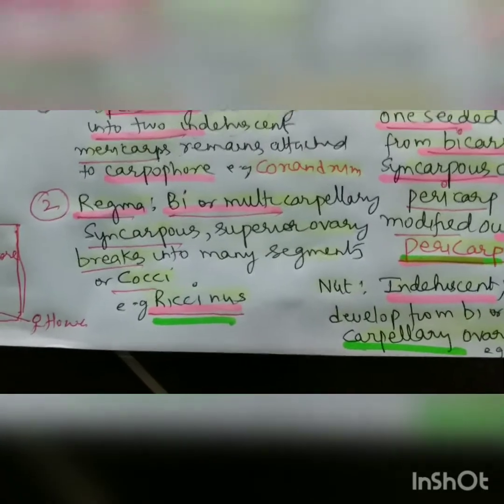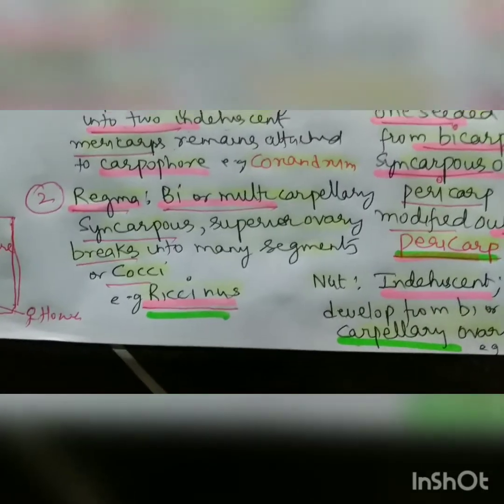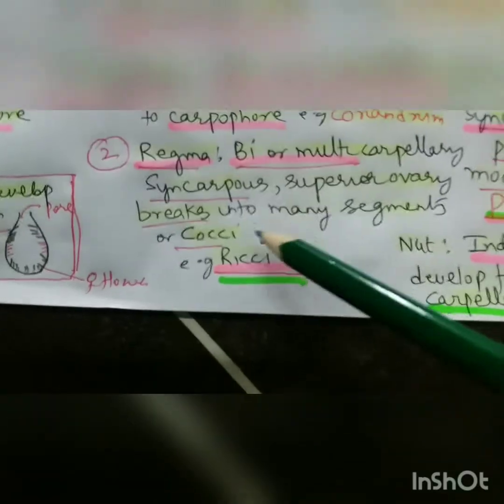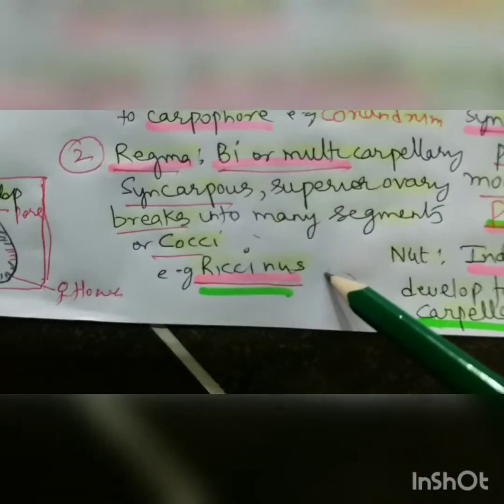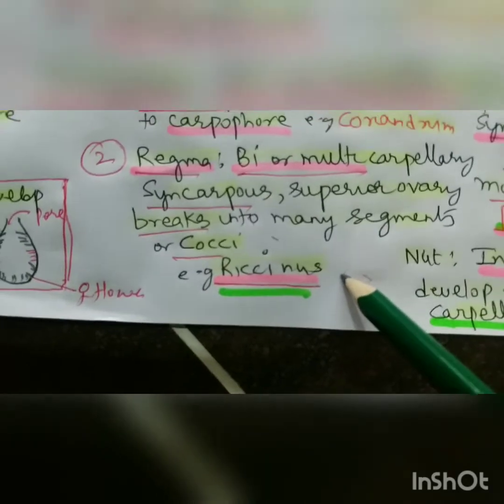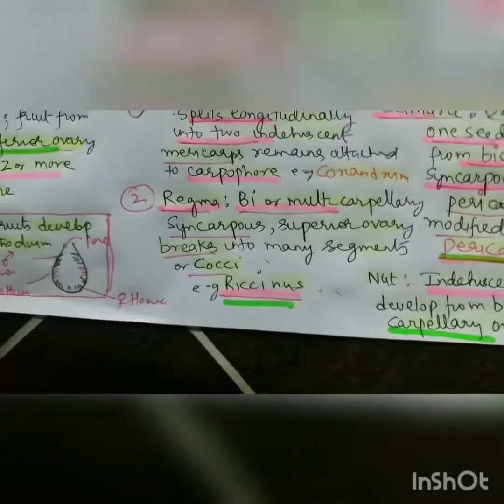Then is regma. It comes from bi or multicarpellary syncarpous superior ovary, which breaks into not 2 but many segments, cocci, and it is in case of Ricinus, right? So this is the second type.